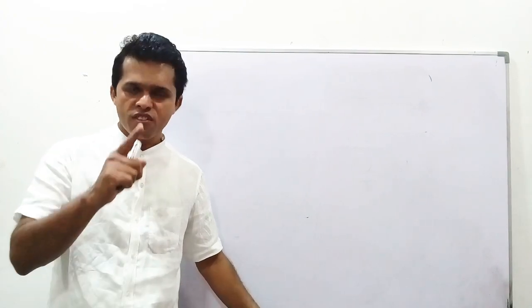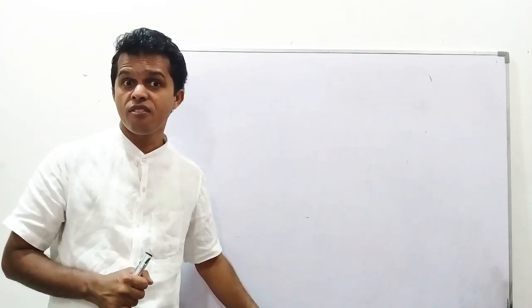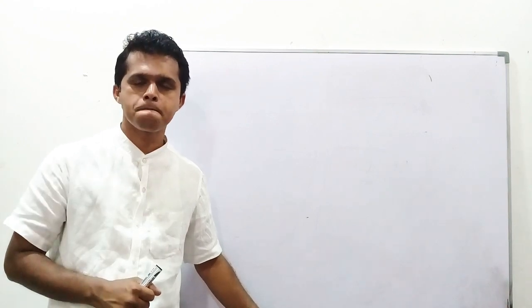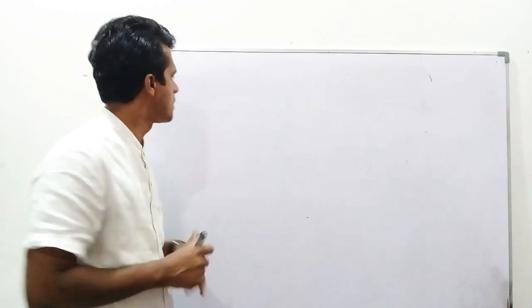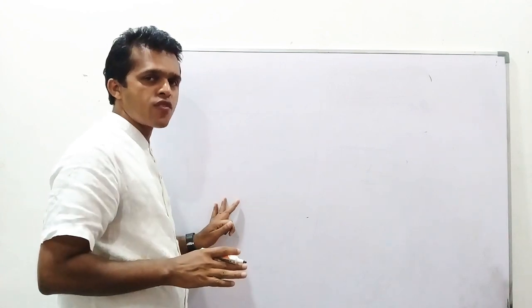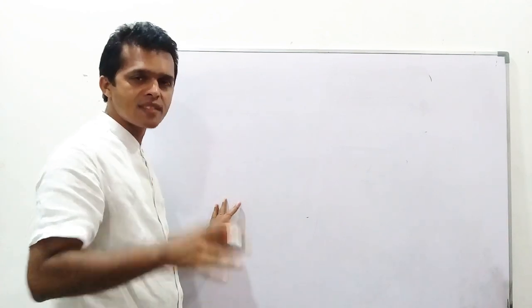This is the first lesson of the second term. Okay, triangles and quadrilaterals. This is the 12th lesson.